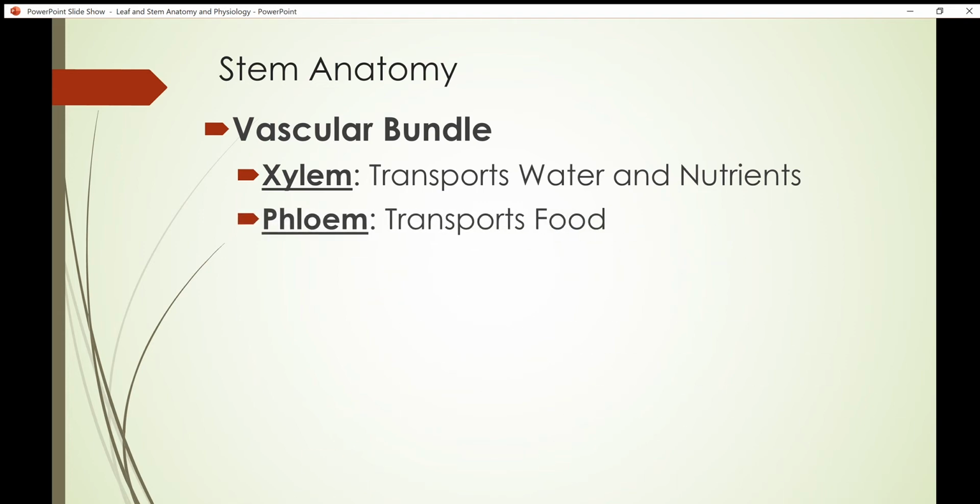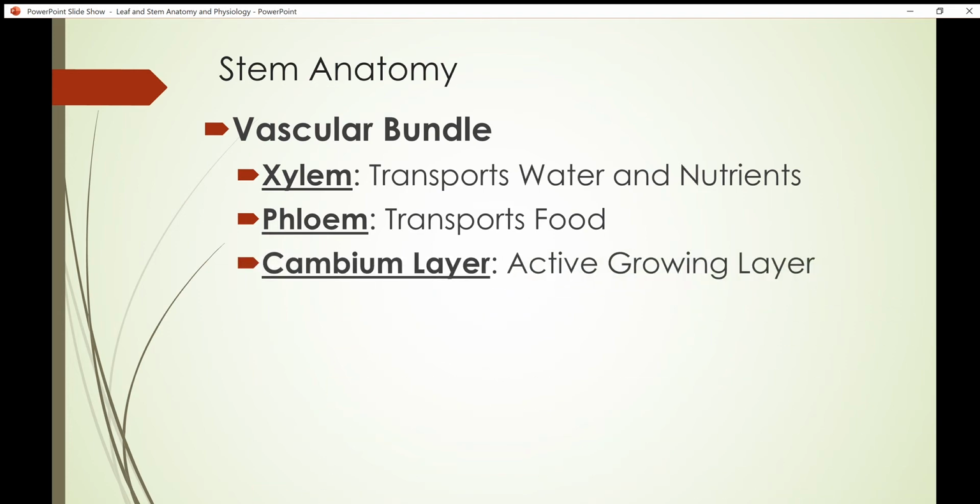The phloem transports food, and the phloem is going to transport food downward, okay, into the roots for storage. And the phloem is alive. So is the cambium layer, which is the active growing layer. Cambium layer is only found in something called a dicot, or a broadleaf plant, like a tree or a sunflower, and it allows the stem to grow outward.